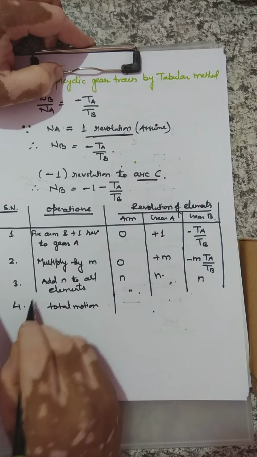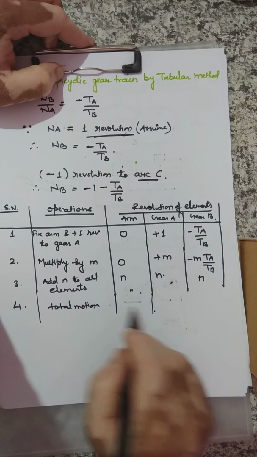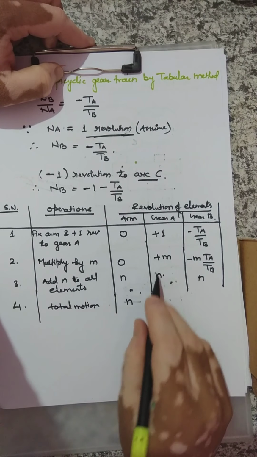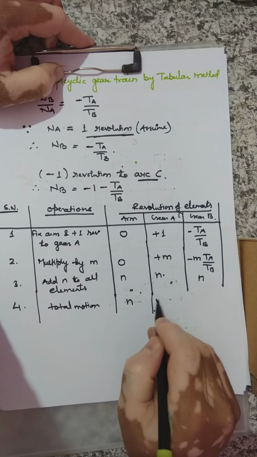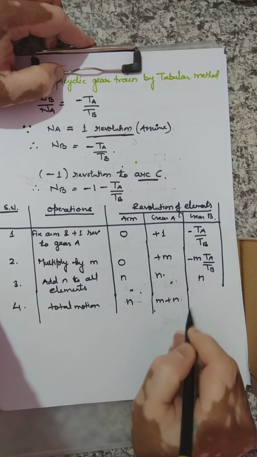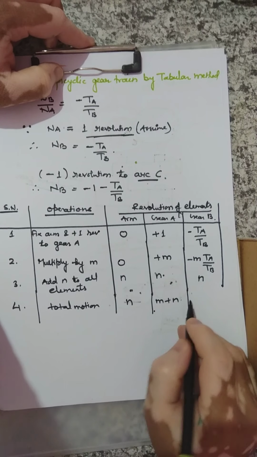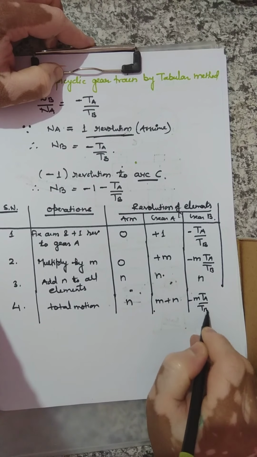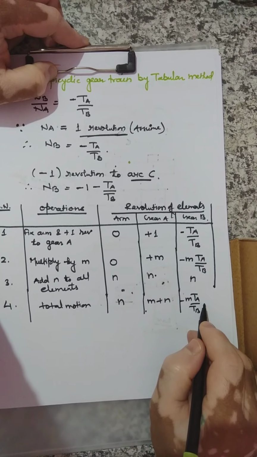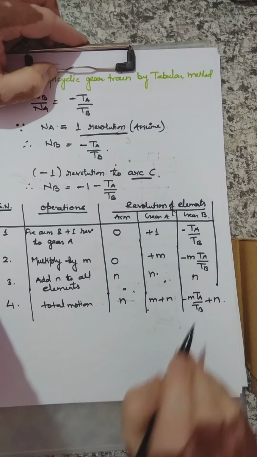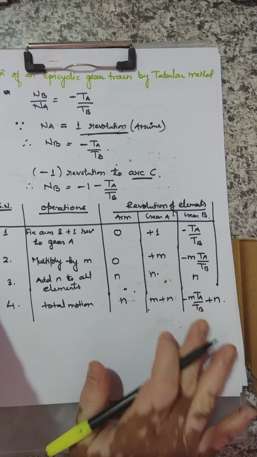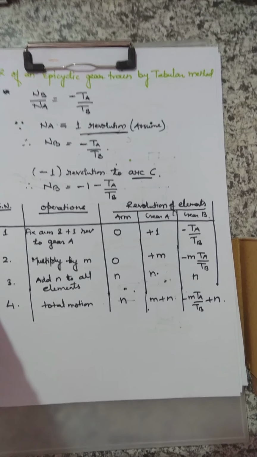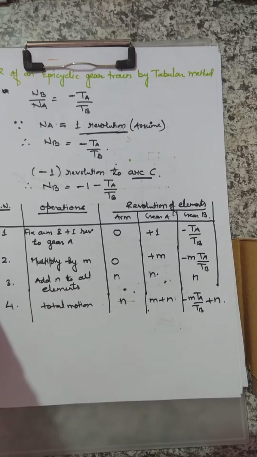We get the total motion as N for the arm, M plus N for gear A, and finally minus M TA by TB plus N for gear B. Okay, this is the final formula for our epicyclic gear train. Okay, now thank you very much.